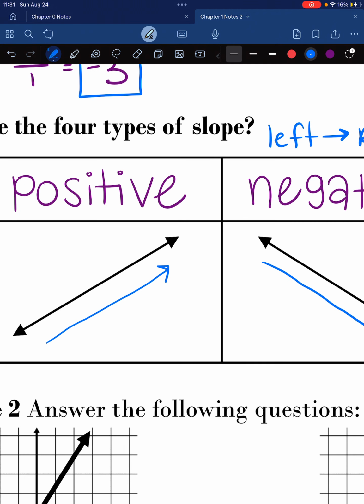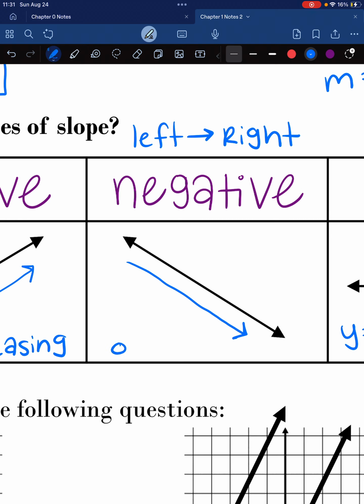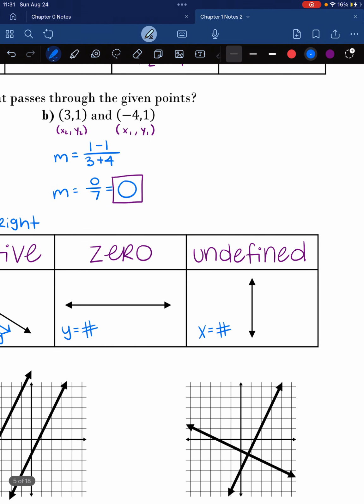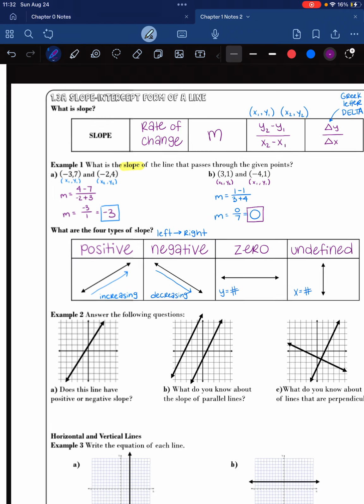So let's add those vocabulary words in there. This we would say is increasing. This line here is decreasing because it's going down, or it has negative slope. Okay, and my other two types of slope are zero and undefined. So zero slope is just going to be a completely flat line. That's always going to be the equation of a line y equals something. And then an undefined slope is always going to be a vertical line. And that is always going to be the equation x equals something.